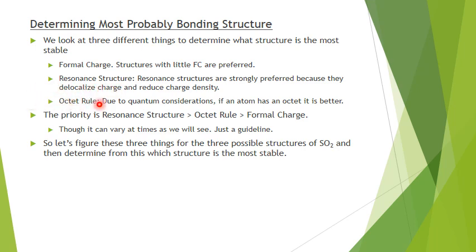And thirdly, we're going to look at the octet rule. There is an actual quantum consideration that suggests that having an octet is better than not. In terms of priority, resonance is always going to be preferred. It's our top priority. Octet is second on the list, and then formal charge. So resonance is the main thing you look for, then octet, then charge. We're going to look at these 3 things for the 3 different structures and try to determine, based on these, which of the structures is the most probable.